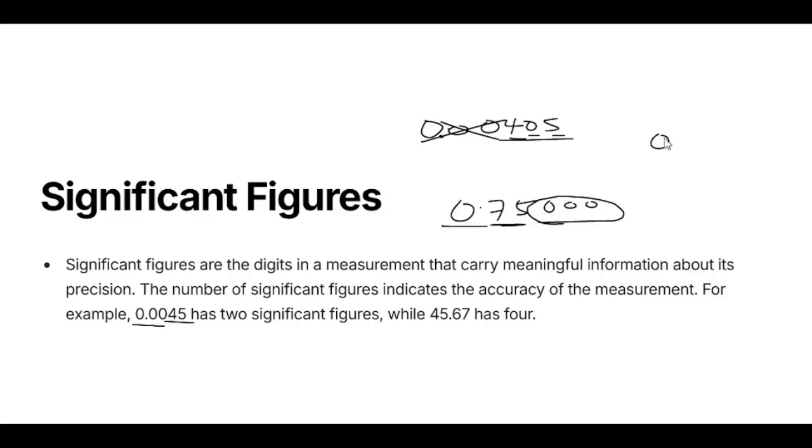If we had 0.102500, the first significant figure here is 1. Next is 0. Next is 2. Next is 5. These other ones after, because they are after the decimal point, they are seen as negligible. So significant figures always start from the first number.